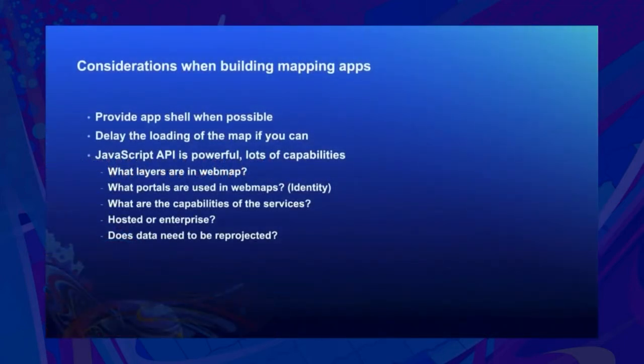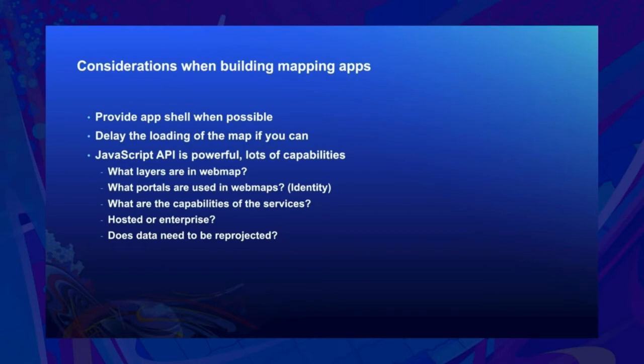So all this really cool stuff with progressive web apps and all this efficient loading and techniques that you can use. Well, how do I do that with the JavaScript API? So there are considerations when building mapping apps, right? You want to provide an app shell when possible. So if the map is going to be the focus of the page, and maybe you have some other things going on, maybe display an image that represents where the map will go on the page.